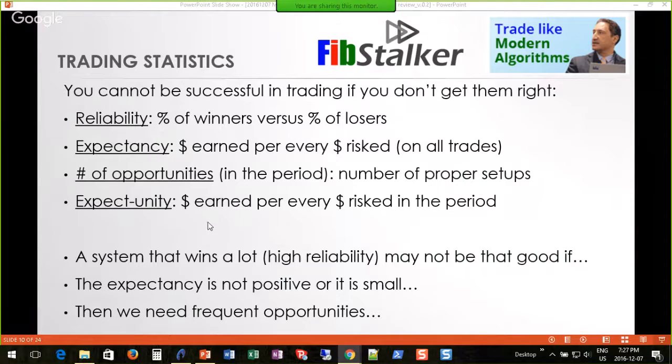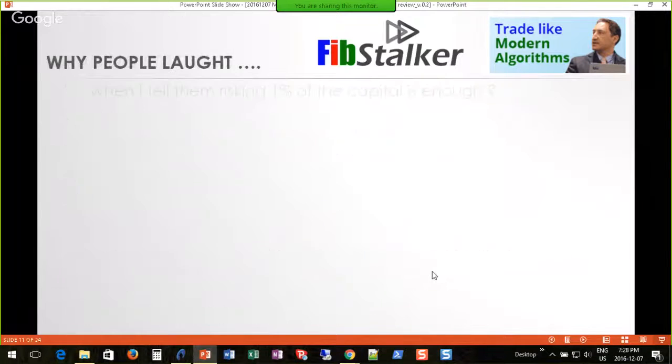Nothing really complex here. So a system that wins a lot, which has a high reliability, might not be that good if the expectancy is not positive. There can be highly reliable systems that win 80% of the time, but when they win they make 1, and when they lose they lose 5, for example. In that case, the expectancy could be non-positive or small, in which case we are not interested. And if that's the case, when the expectancy is small, we need to generate more opportunities.